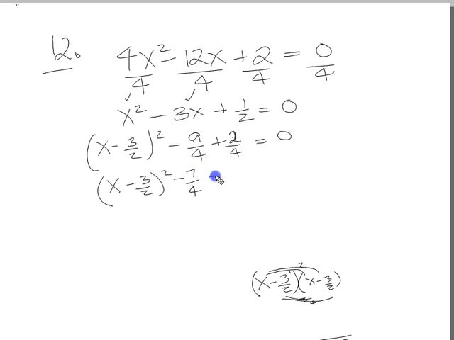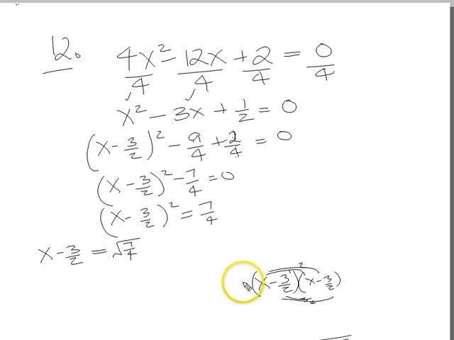So let's just write it down like that. Now we can move it across. Move that across to equals 7 over 4. Square root both sides. The square root of something squared is the object itself. And then you've got the square root of 7 over 4, and it's going to be plus minus, of course. And then the last thing you need to do is move the minus 3 over 2 and flip the sign.